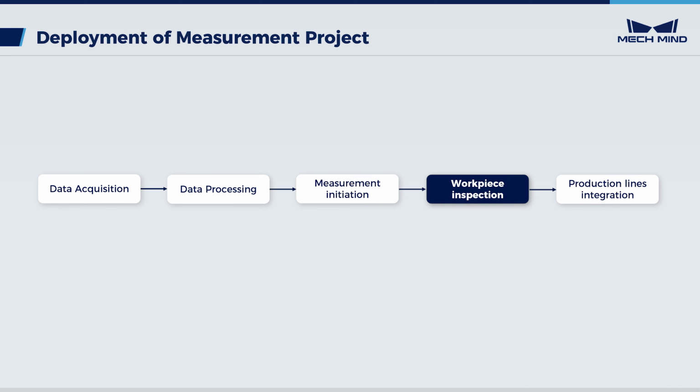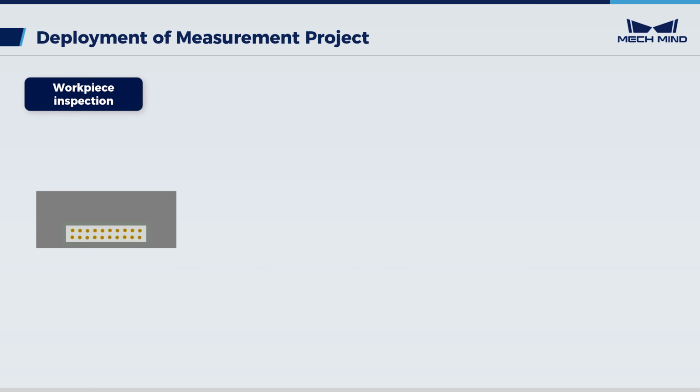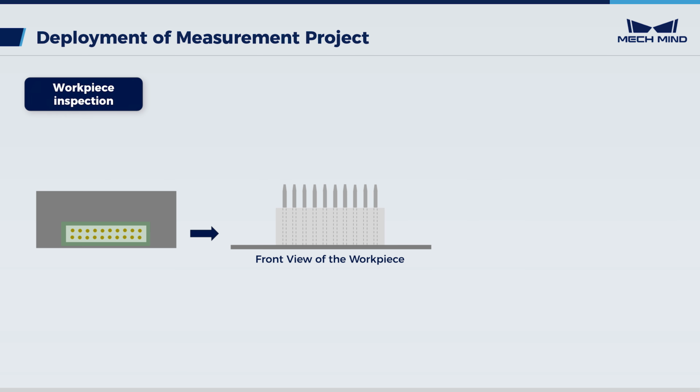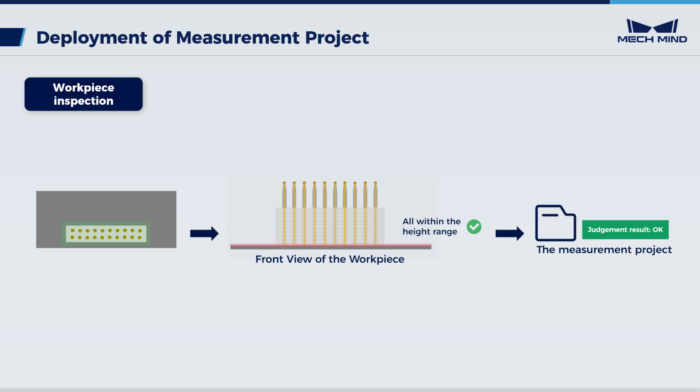Ultimately, set quality judgment rules to enable Mech-MSR to automatically perform inspection. The inspection target here is the height of each pin, which involves multiple items. Therefore, a comprehensive judgment rule is adopted. Only when all pins are qualified will the entire project's judgment result be okay.